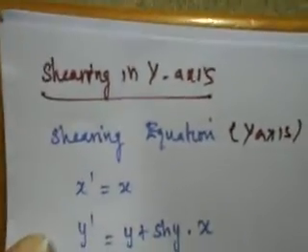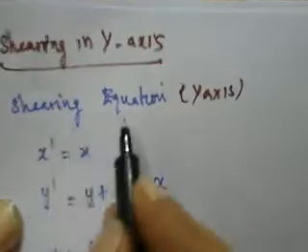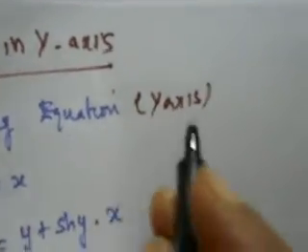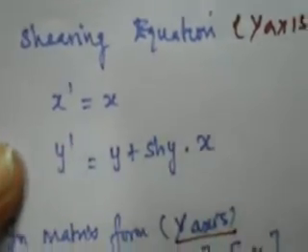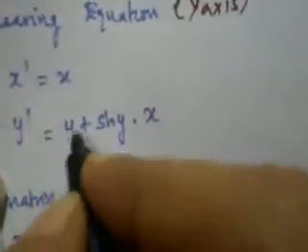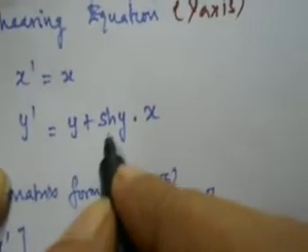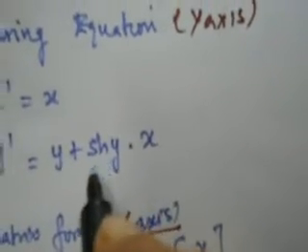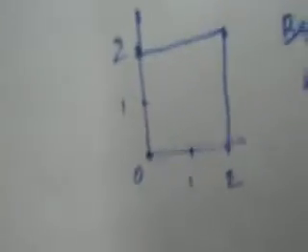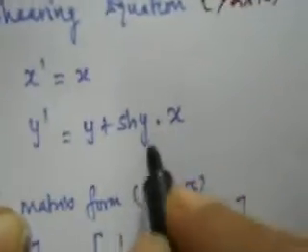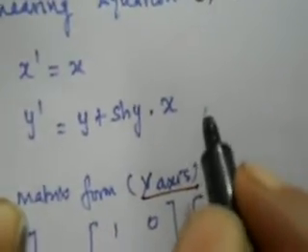Shearing in the y direction. So let's start by writing the shearing equation. Now the changes are made in y dash. We just retain x as it is: x dash is equal to x. y dash is equal to y plus shy, the shearing parameter, into x. So this is the shearing equation for the y axis.